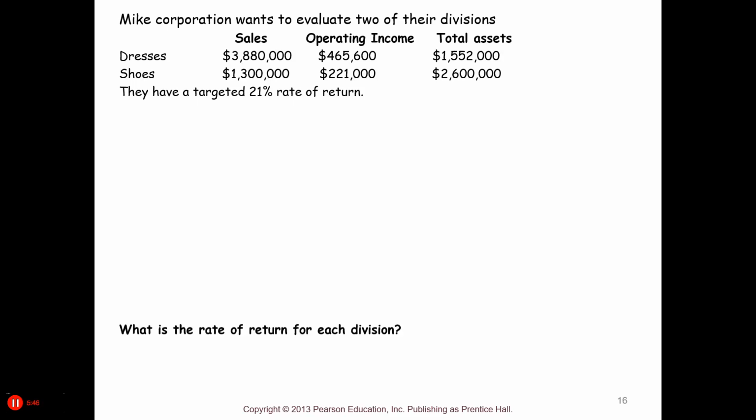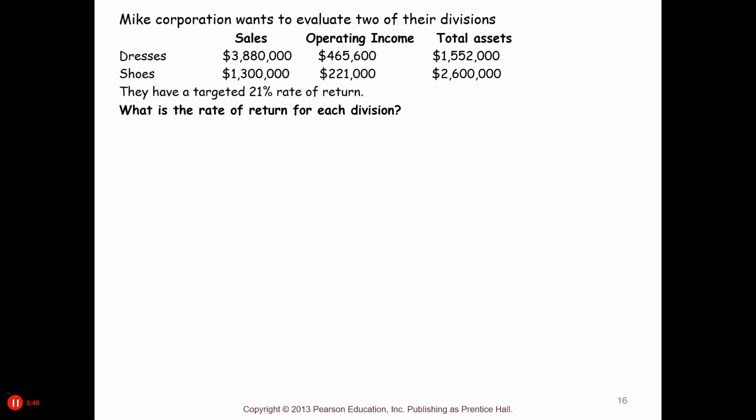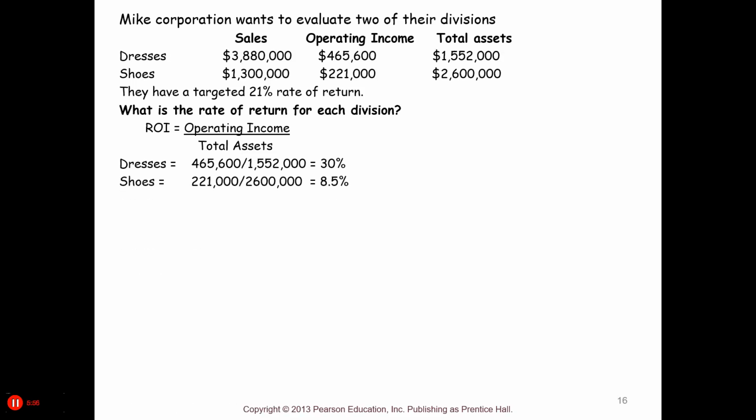We can do it all. All right, so what's the rate of return? So return on investment, again, is operating income divided by assets. So for dresses, it's 30%, and for shoes, it's only 8.5%. But it would be nice to know why shoes is so low. Although we can look at this and see it's because they got so many assets compared to how much they generate. But let's go through the process.